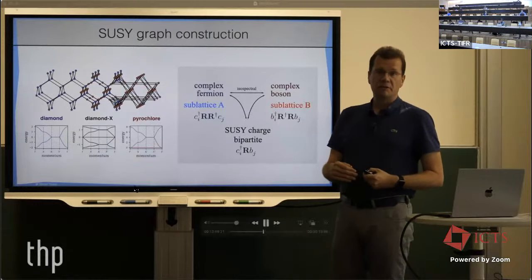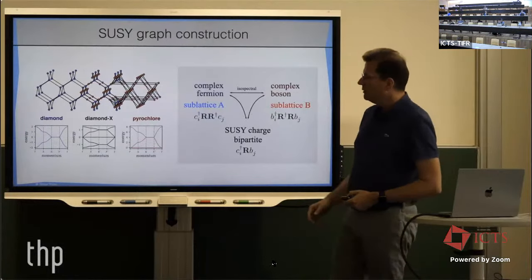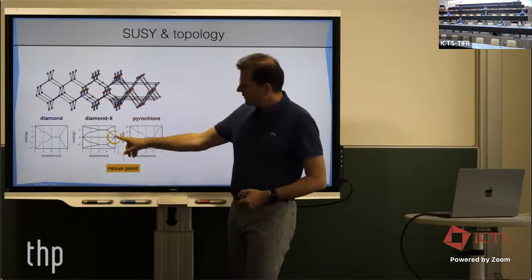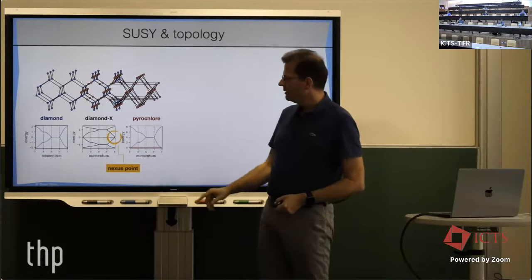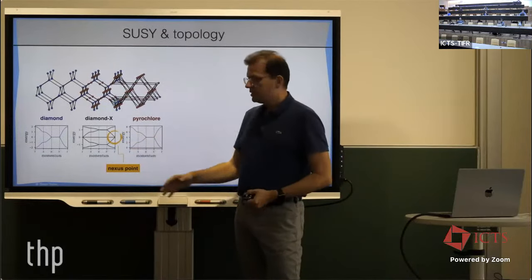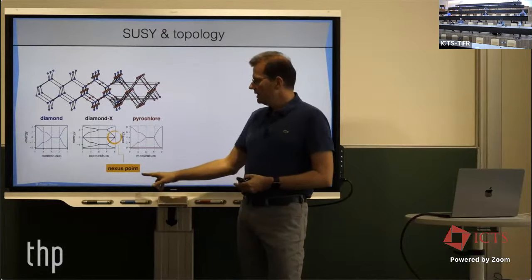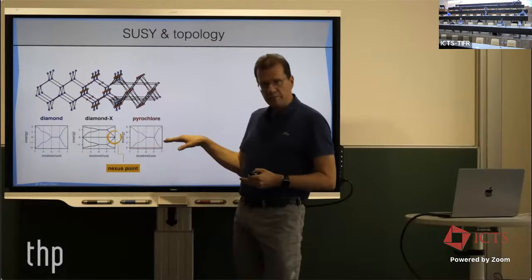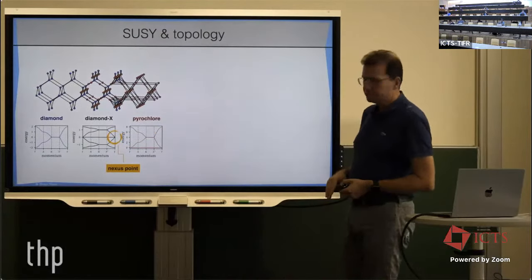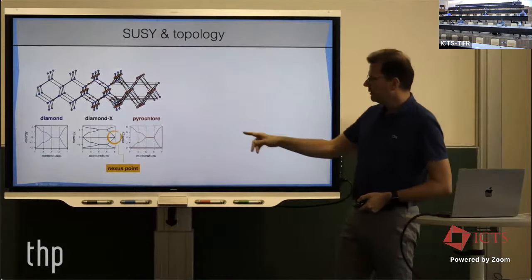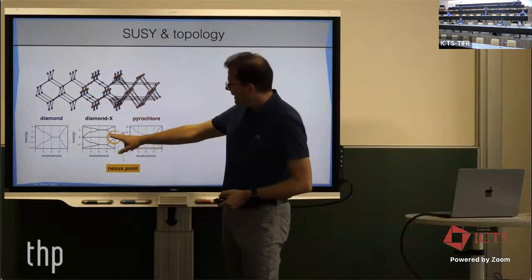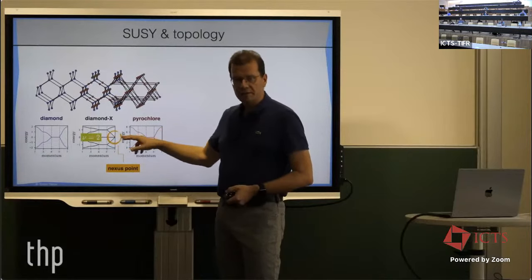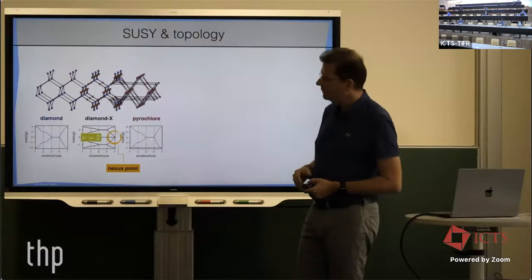So now let me connect supersymmetry also to topology by looking at features in the supersymmetric charge spectrum. Pretty generically, these SUSY charge lattice geometries have nexus points. So they have Dirac-like crossings, where through the Dirac crossing there's also a flat band going through. In this particular example of the diamond X, like in the pyrochlore lattice, we have a Witten index of 2, so there are two flat bands that cross through this Dirac point.